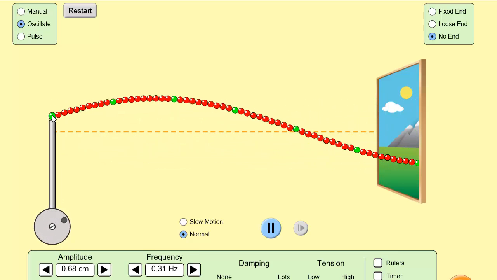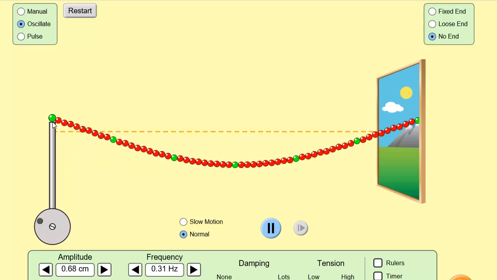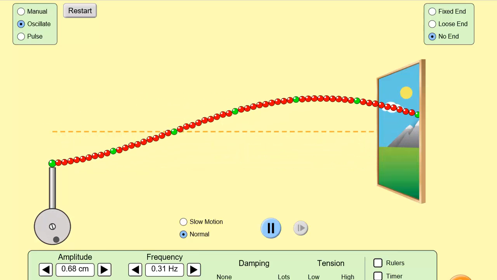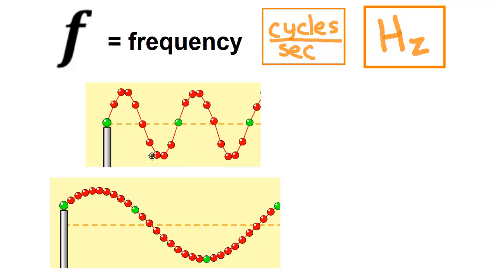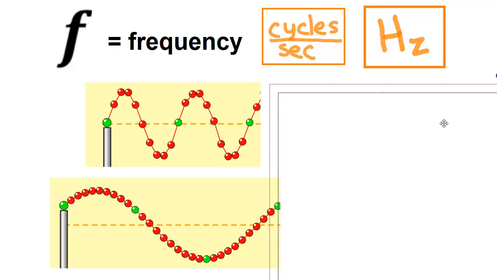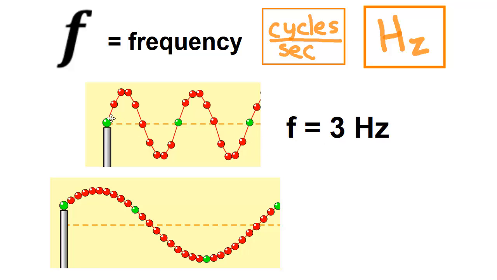So that's about 3 seconds to go up and down one time. I go super slow. So going back to here, you can see these are just examples of two waves moving at different frequencies. This one was about 3 hertz, which is kind of a fast frequency, and then this one would be a slower frequency. So if this is 3 hertz, what do you think this one might be? This one's slower, so more like 1 hertz.